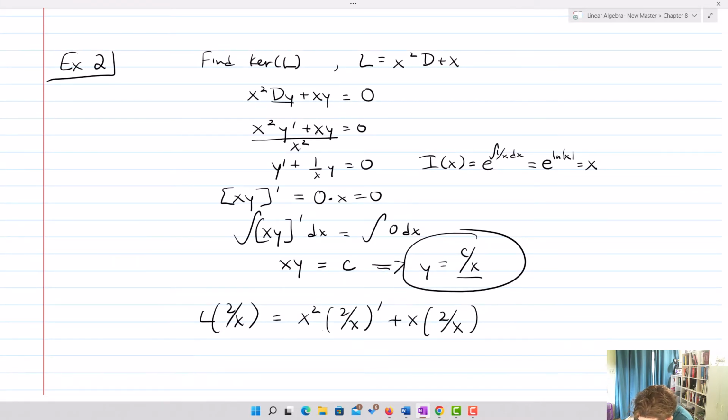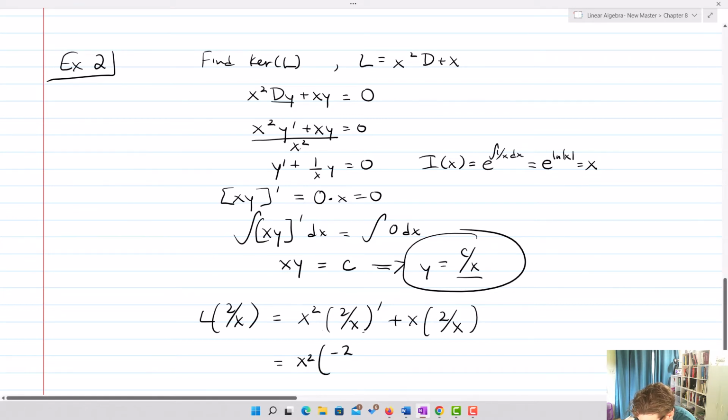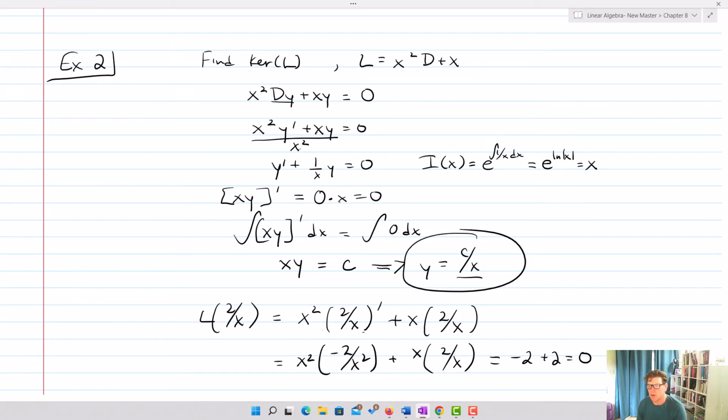Okay. The derivative of 2 over x is negative 2 over x squared. So this equals x squared times negative 2 over x squared plus x times 2 over x, which equals -2 plus 2, which equals 0. Okay? So we can actually see, yeah, 2 over x is in fact in that kernel. Pick any value for c, and you're going to see that it's in the kernel.